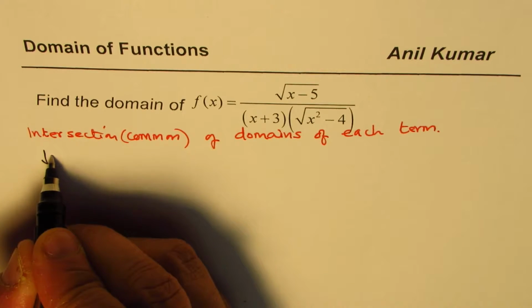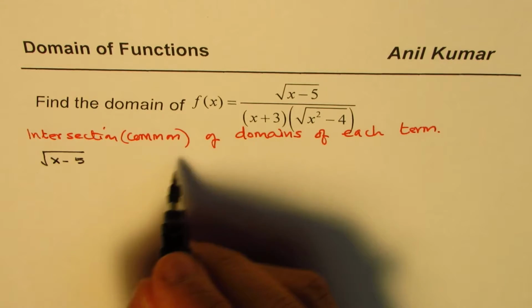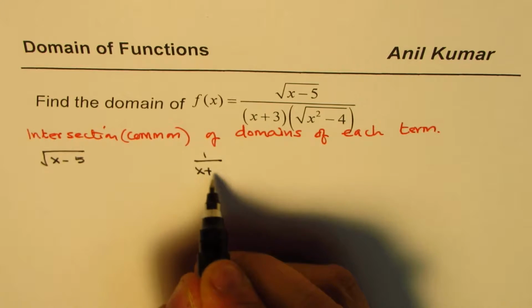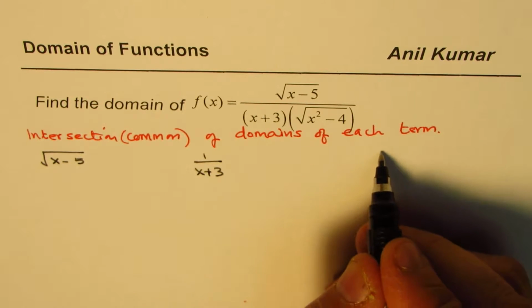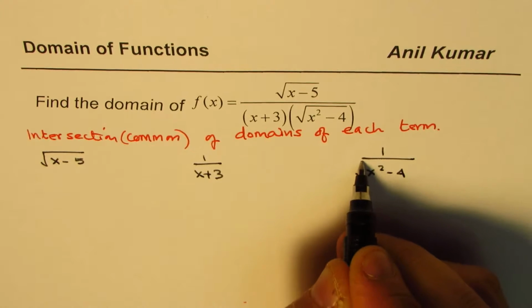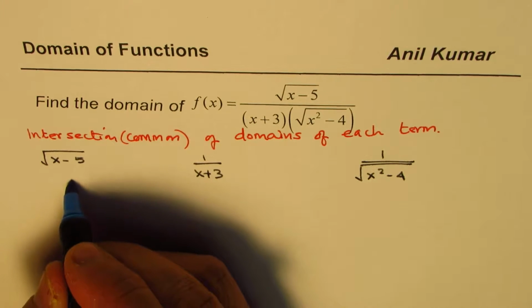The first one here is square root of x minus 5. And then we have one term which is 1 over x plus 3. And then we have 1 over square root of x squared minus 4. So these are the three terms. We'll find their individual domains and then we'll find their intersection. I hope the approach is good. Let's look into these in different ways.